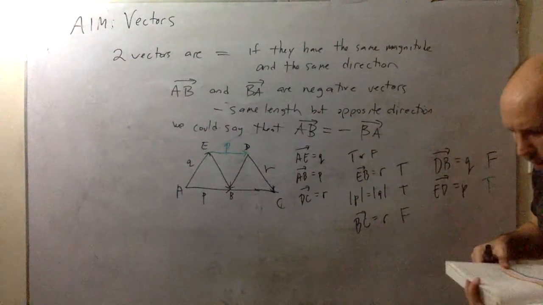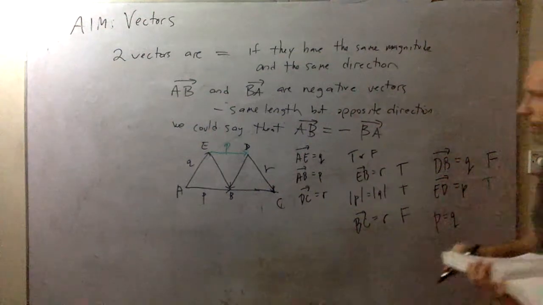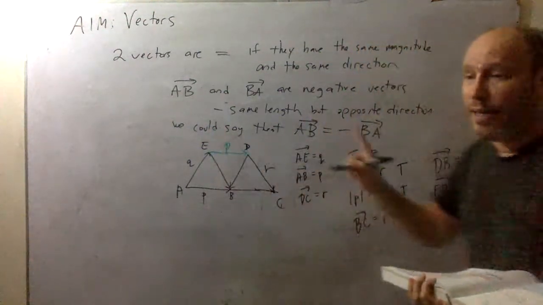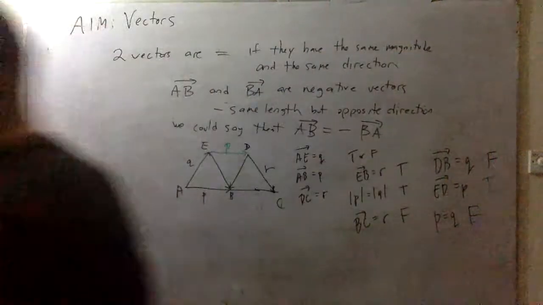Last question. P equals Q. Is that true? No. They have the same magnitude, but different directions. They're not equal. False. Good. Let's move on.